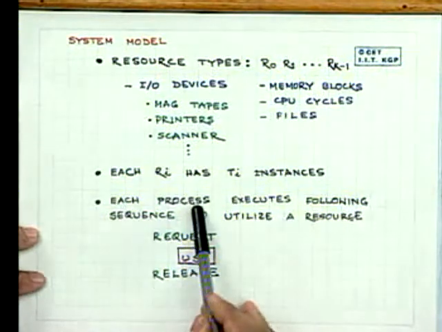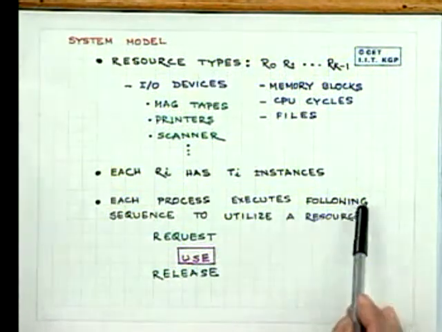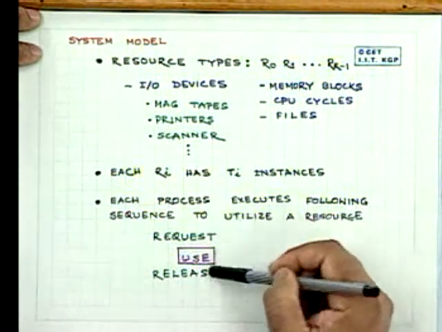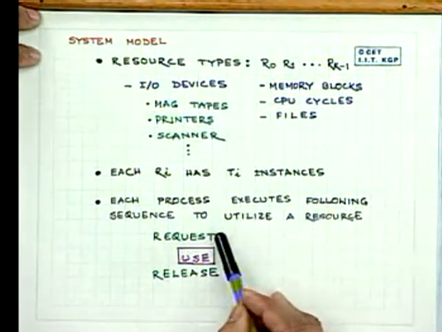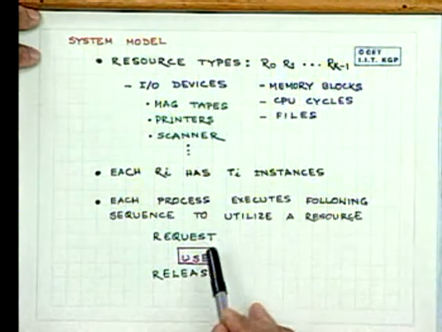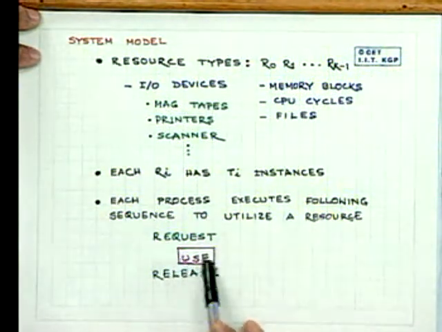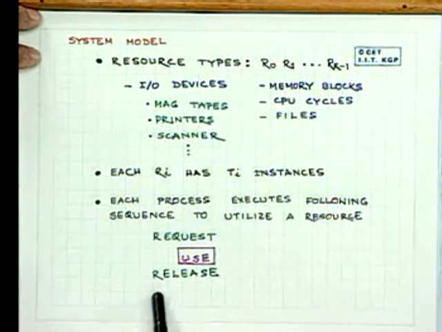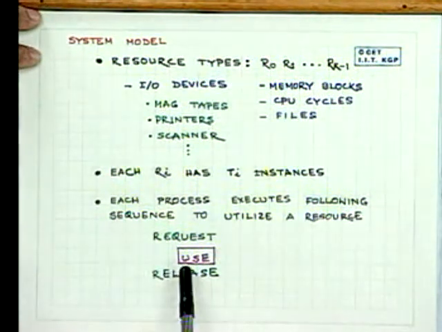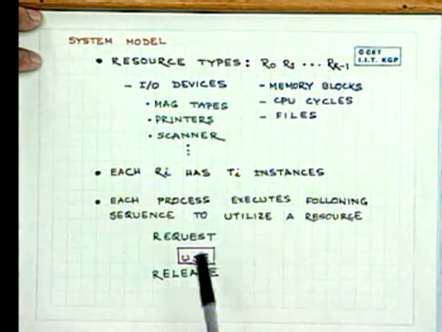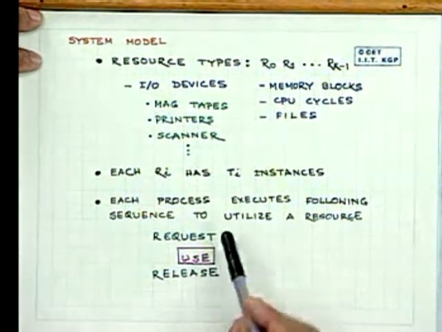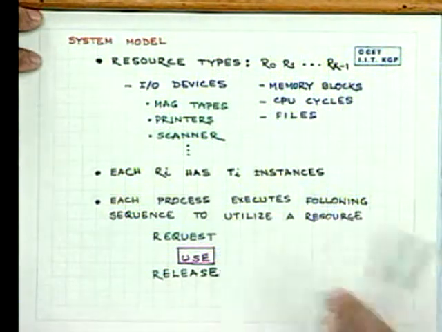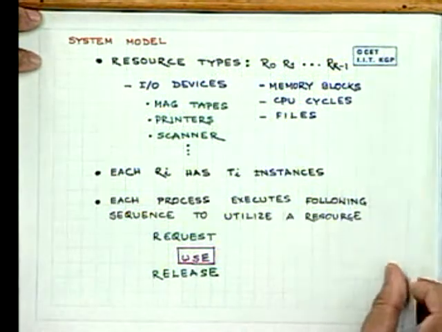Each process executes the following sequence to utilize a resource. If a process needs a resource, it should request the resource. If granted, it will use the resource, and after the use, it must release the resource. Therefore, this is the sequence in which a process should utilize a resource: first request it, then use it, and then release it. This is our system model.